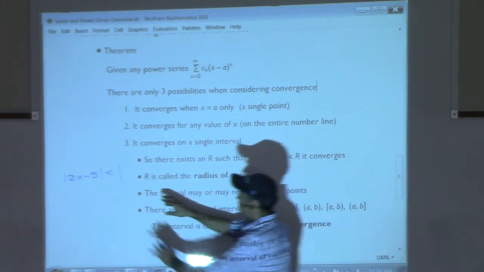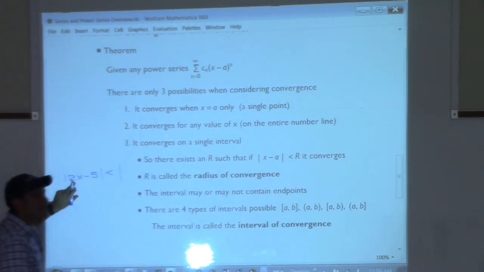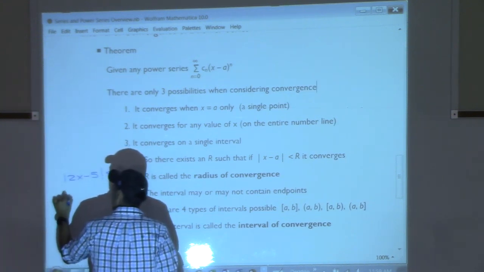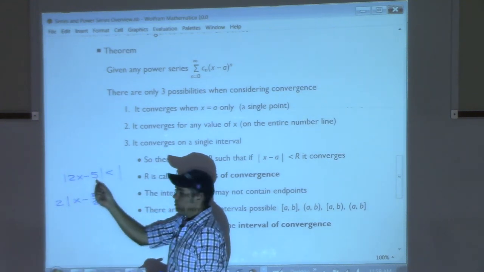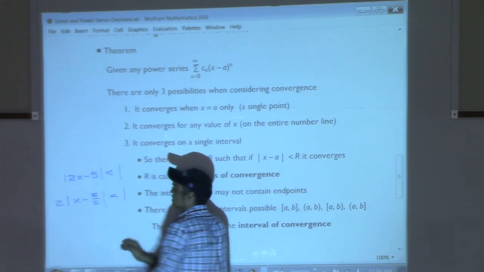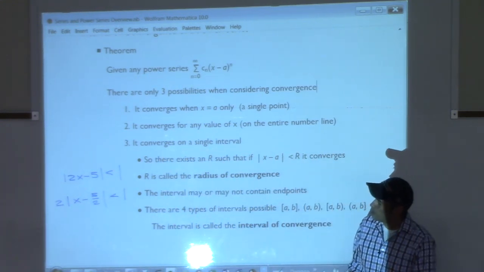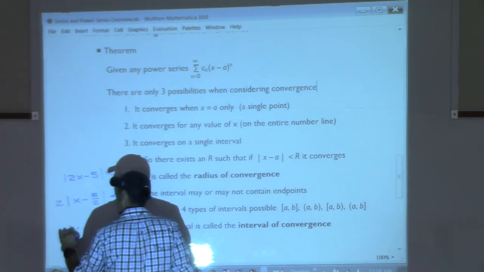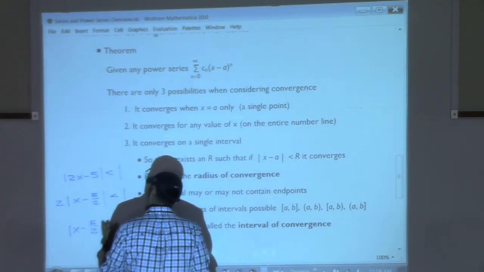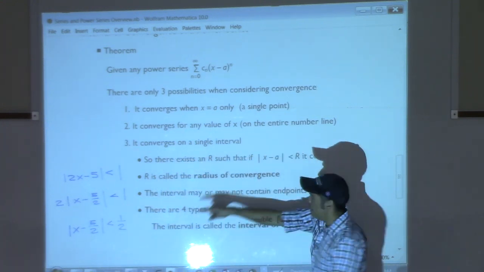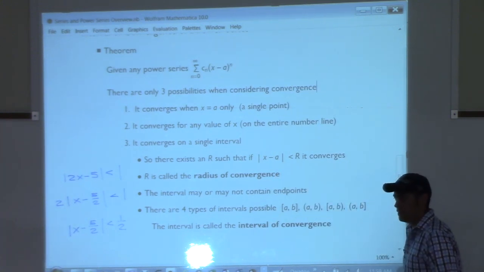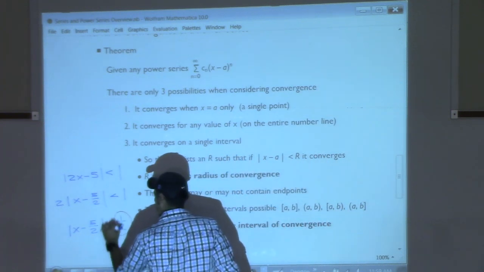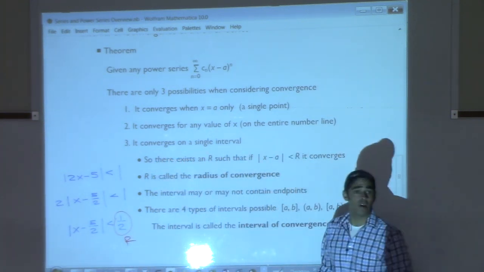So can we make this look like this? All I need is a 1 in front of the x. So I'm going to pull a 2 out. If I pull a 2 out, I can pull it out of the absolute value. But I have to pull a 2 out of this also. So I get that, right? Must be less than 1. And now what? Divide by 2. Does that look like this? Okay, then what is R? R is 1/2. Okay? This is R. And that is called your radius of convergence.